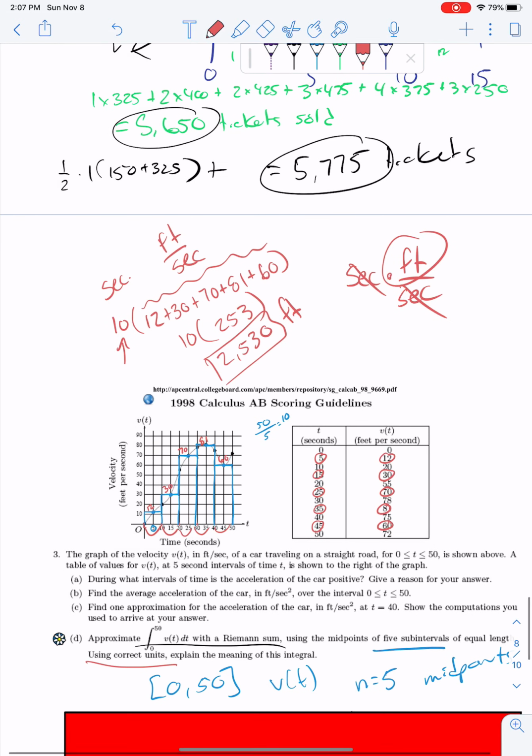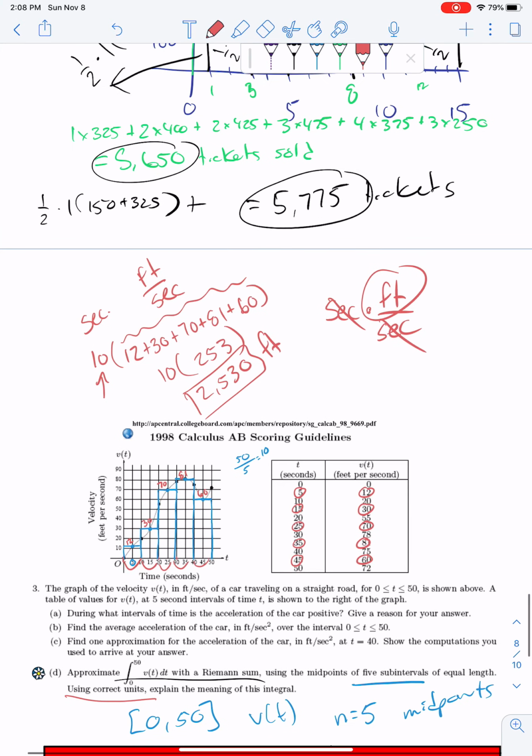So that's the first part. It wanted me to approximate. Well, there's my approximation. Using the midpoints. Using correct units, explain the meaning of this integral. Okay, so we just skipped over what we were even reading about. The graph of the velocity of a car traveling on a straight road.